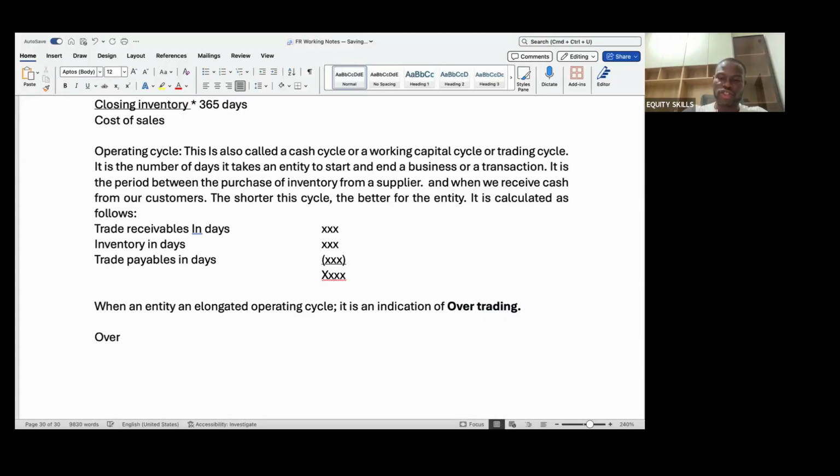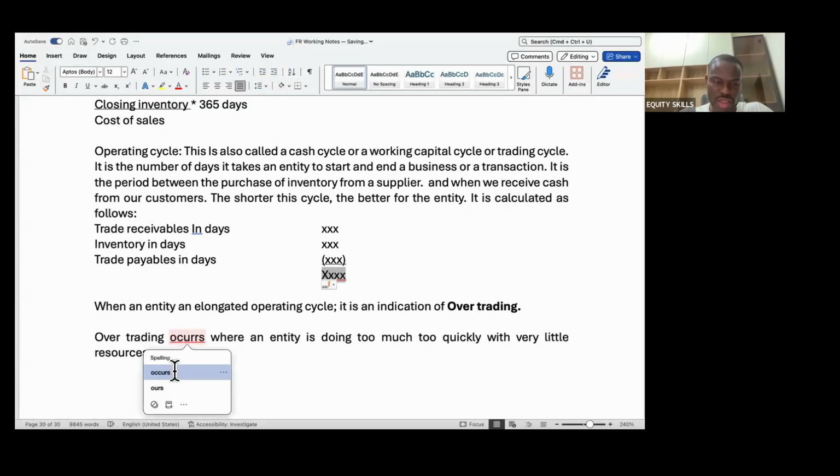So overtrading occurs where an entity is doing too much too quickly with very little resources. It does not even have the resources to back it up. So it's doing too much too quickly with very little resources. And these are the indicators of overtrading.